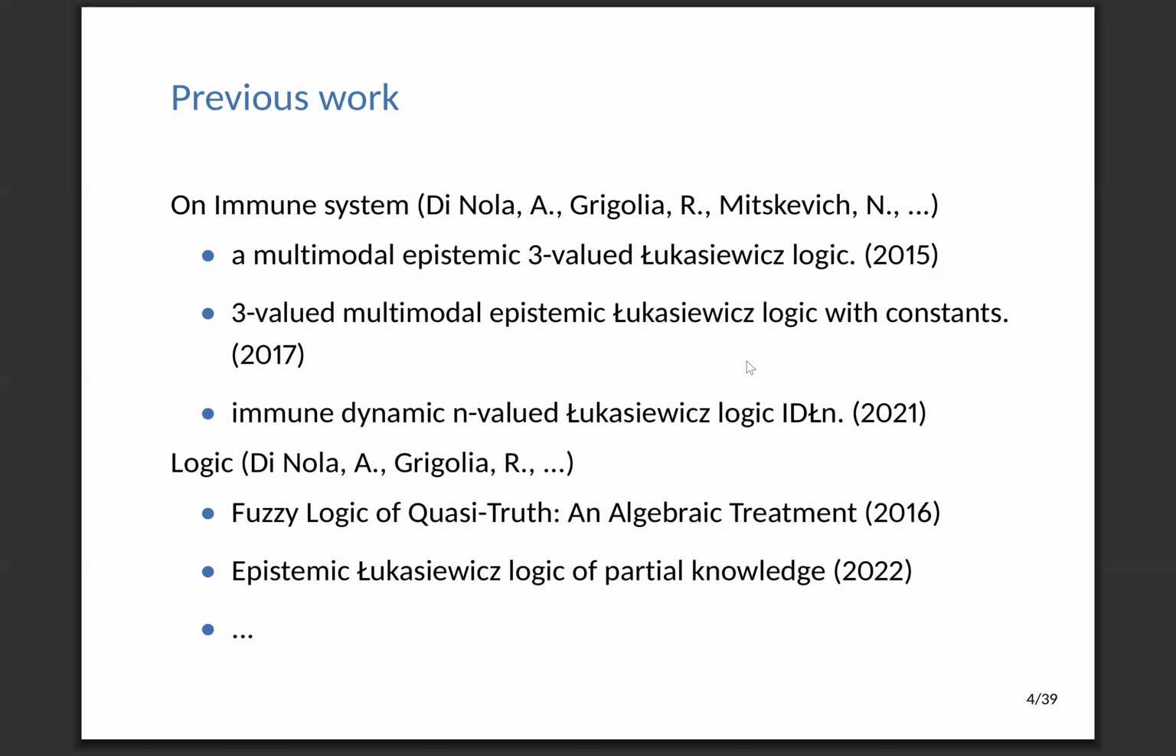So the first one is the work done in respect to modeling the immune systems. It was mainly by Dinola Grigolia and Nuno Mickiewicz. And the first attempt was in 2015 when they used the three-valued Łukasiewicz logic to model and argue and talk about this system. So apart from 0 and 1, they used the constant element 1/2, which was interpreted as the neutral element or in-between element. The next step was further extending the signature of the logic with constants, and it came from the practical points of view.